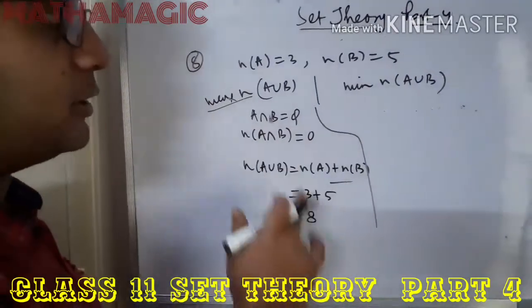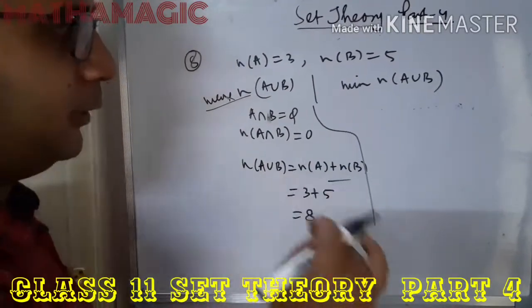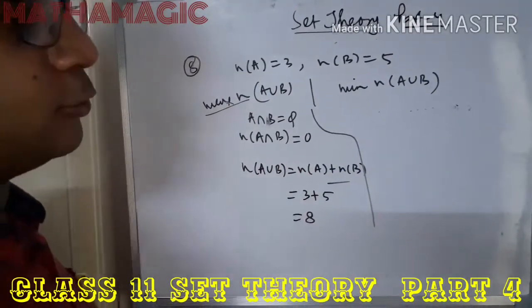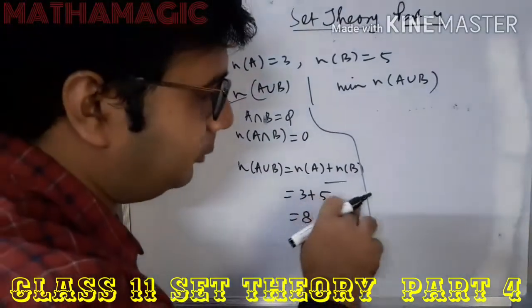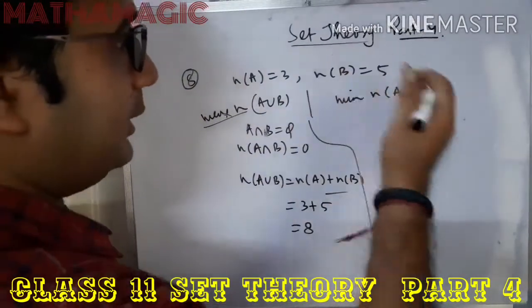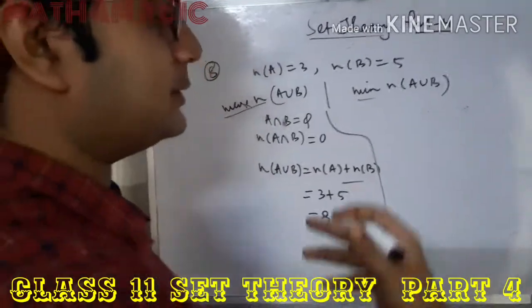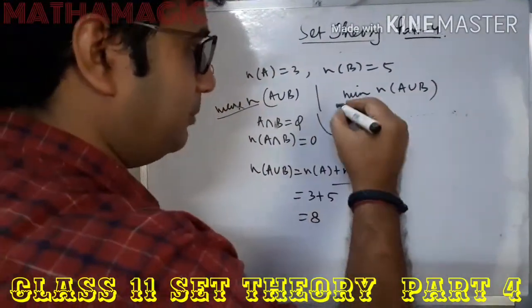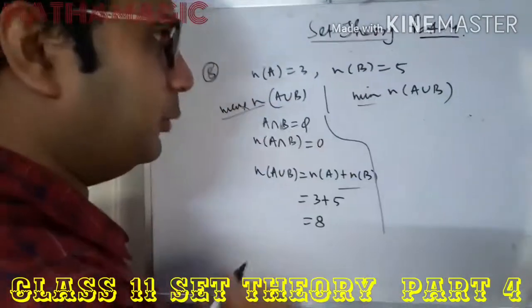Because the common part gets subtracted, as we have seen in the formula, if we want the maximum value, then there should not be any common part. If the common part is there, it gets subtracted, so the value will decrease, right? So in case of finding the minimum, we have to maximize the common part. The simple concept: we have to maximize the common part, and only then will the minimum value come out.